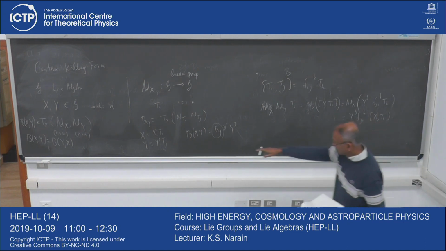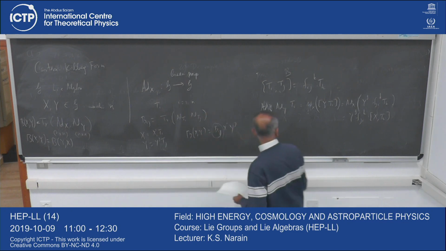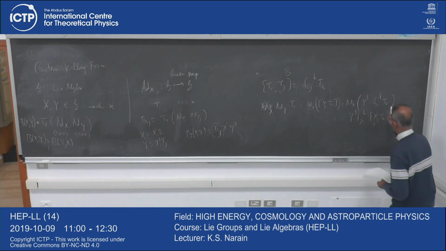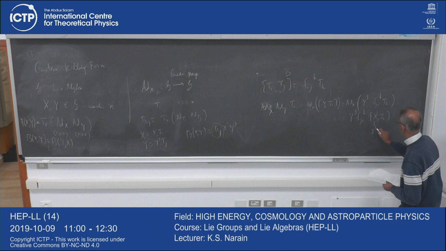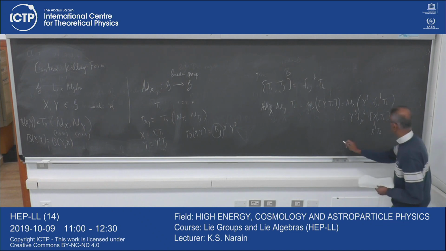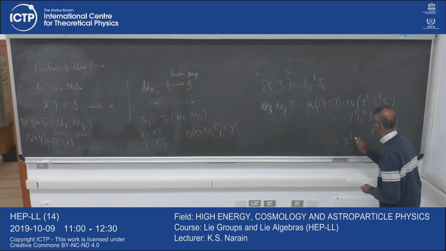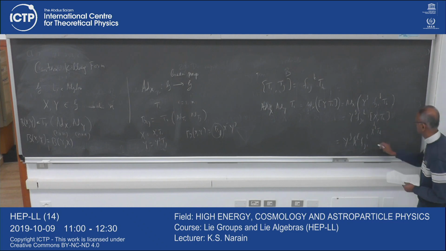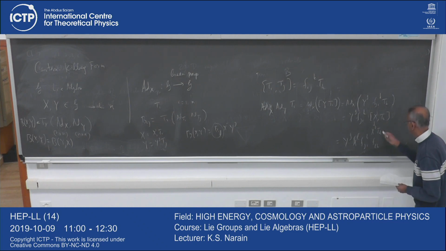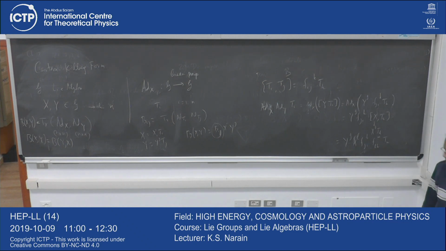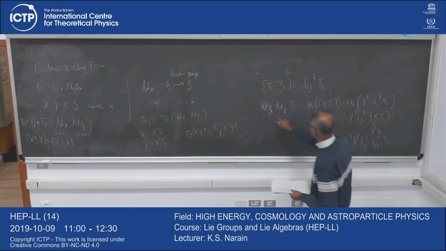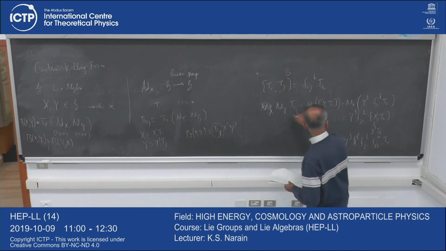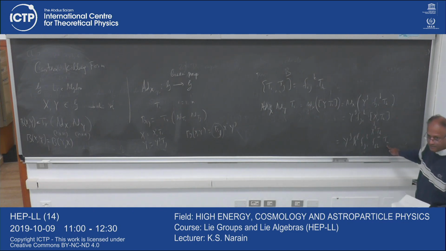And then again use this expansion. So write x as something else, let's say x^l here. Then you get y^j x^l f_ji^k, and then the commutator of T_l with T_k is f_lk^m T_m. So what it has done, this action ad x, ad y has taken T_i to this combination.